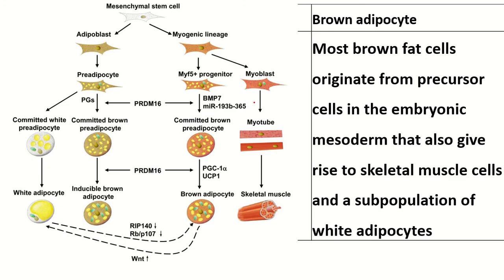Now the development of the brown adipocyte. Brown adipocyte is developed from the mesenchymal stem cell, but a separate lineage, the myogenic lineage, which forms the myoblast, myotube, and skeletal muscle. And this myogenic lineage also forms the committed brown pre-adipocytes and brown adipocytes. And you see the brown adipocyte can be converted into white adipocyte, and white adipocyte can be converted into brown adipocyte.